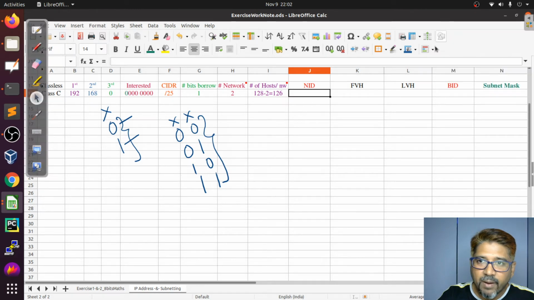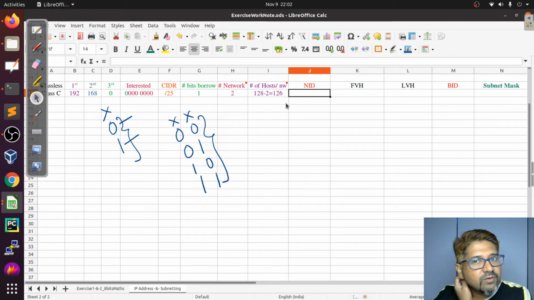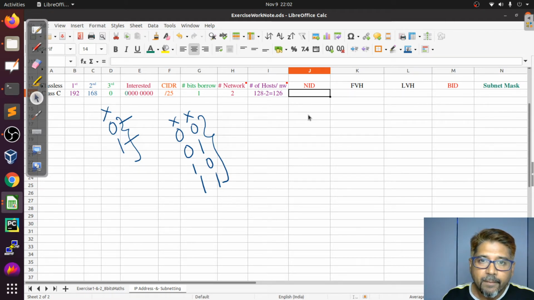Okay, so how do you get your network ID? From the bits and bytes it is going to be very clear. Let's check it out. How do I get the first network ID? As I told you, the first bit is going to be 0. My network bit is going to be 0.